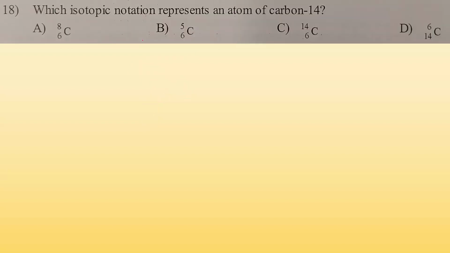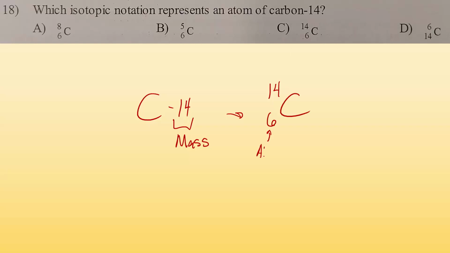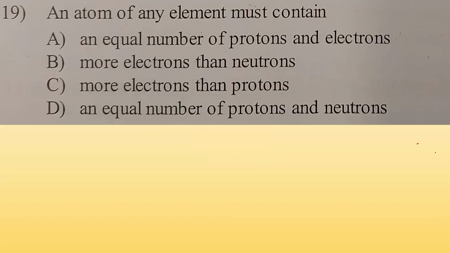18. Which isotopic notation represents an atom of carbon-14? So remember that the 14 is the mass, which when you write it a different way becomes up there. So I got carbon, the mass of 14, and the number that goes down here is the atomic number. So I look it up. What's the atomic number for carbon? It's 6. So what is it? Boom, choice C. All right, number 19.